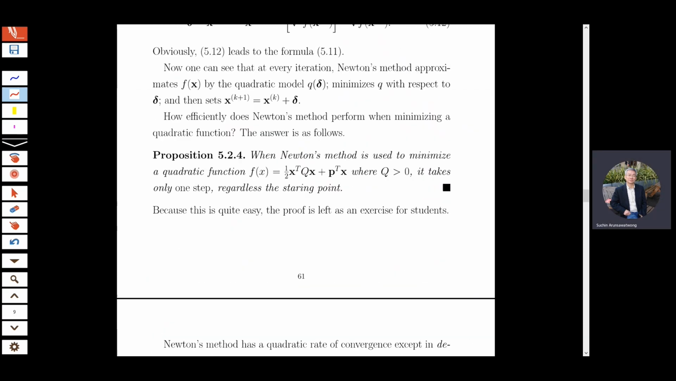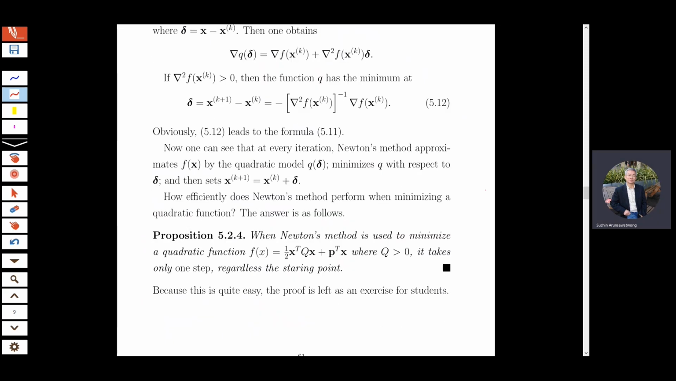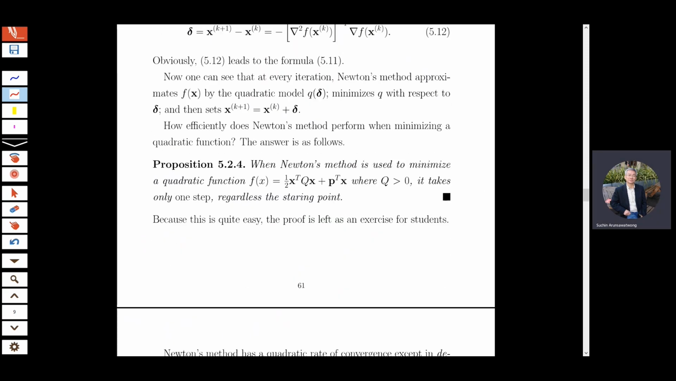Now we look at some analysis first. Now we look at proposition 5.2.4. When we use Newton method to minimize a quadratic function f(x) = 1/2 x transpose Qx + p transpose x, where Q is positive definite, then it takes only one step for any starting point, that means for any x0. Now you can see this is very different from the steepest descent.